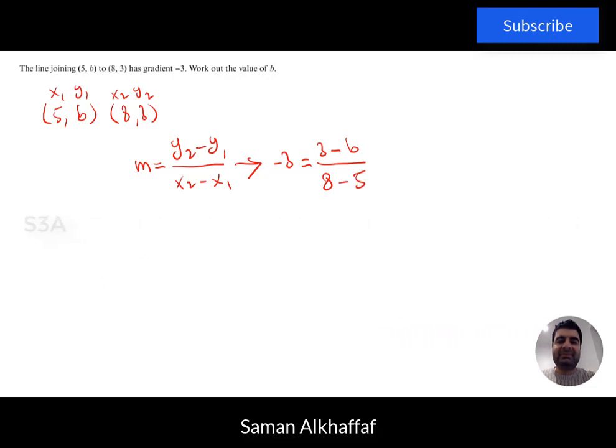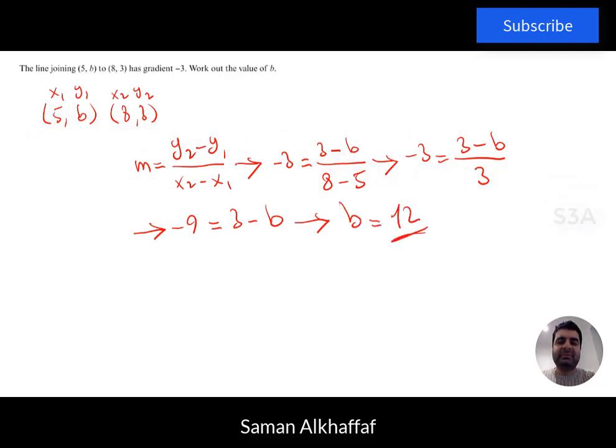So we'll try to simplify the expression further. That would give us minus 3 equals 3 minus b over 8 take away 5, which is 3. So we would have 3 multiplied by minus 3, that would give us minus 9 equals 3 minus b. So we move the minus b to one side and we move the 9 to the other side. That will give us b being equivalent to 12, which is our answer for this question.